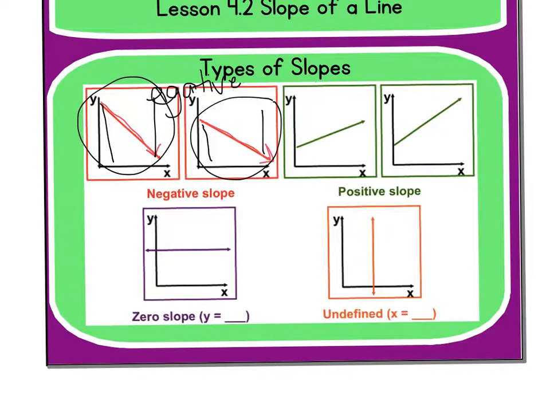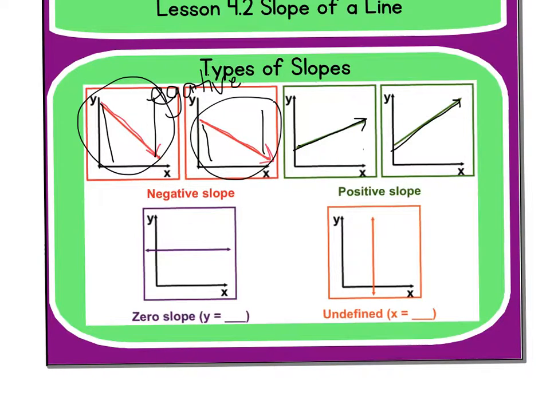If I were to try to do that N test on the positive slopes, you'll notice that it creates a backwards N, which is not an N, so they do not pass the N test, which means they are going up and they are positive. So reading from left to right, our graphs go up. We would say that those 2 graphs have a positive slope.